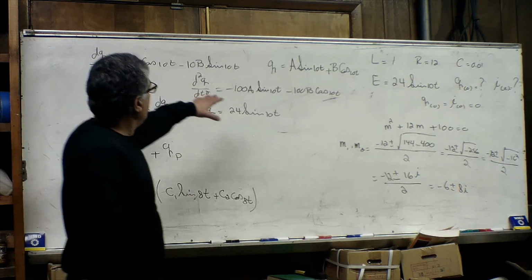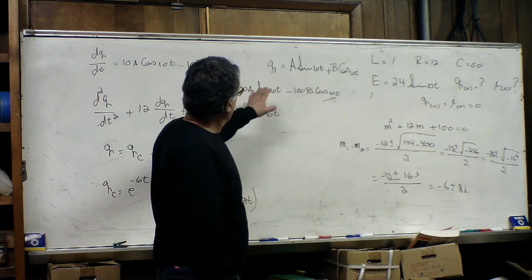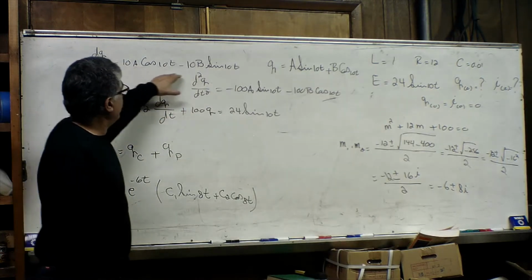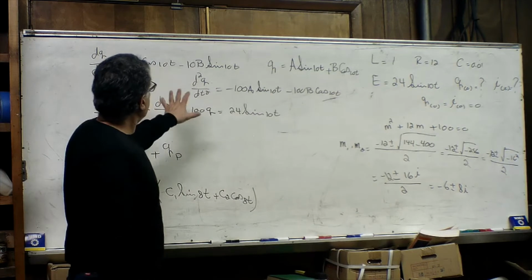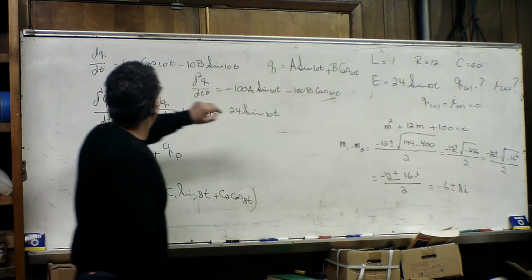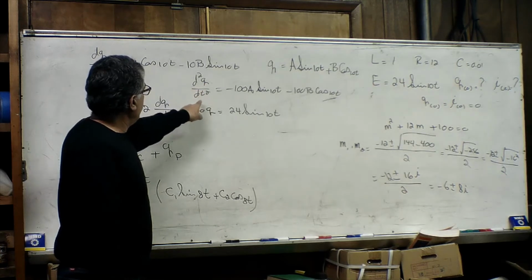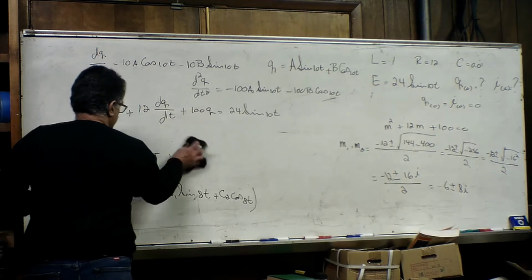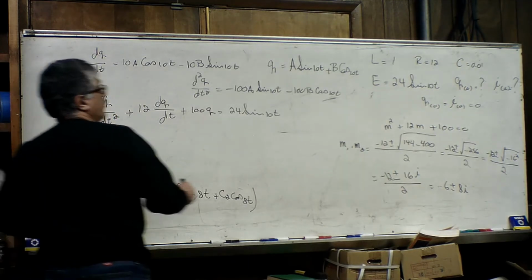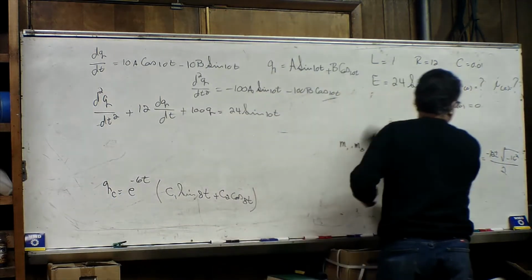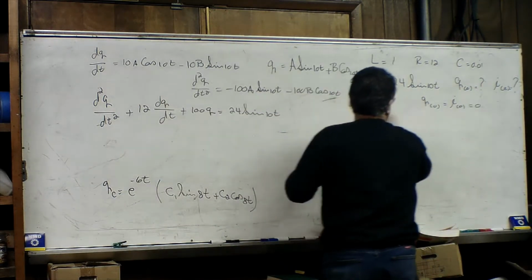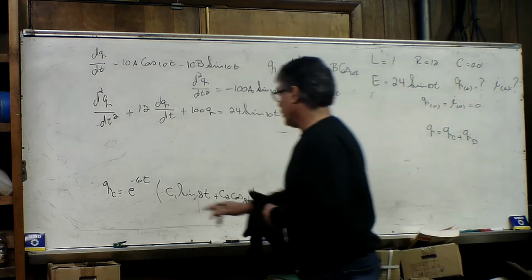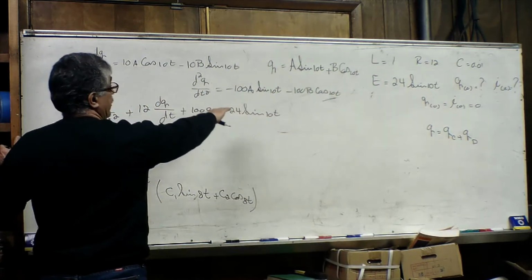So if we assume our solution to the non-homogeneous portion is like this, our first derivative will be that, and our second derivative will be this. So let's go ahead and plug the values of q, dq/dt, and d²q/dt² into this equation. We know our general solution q is qc plus qp, and this is our qc. Now we are trying to find the qp.